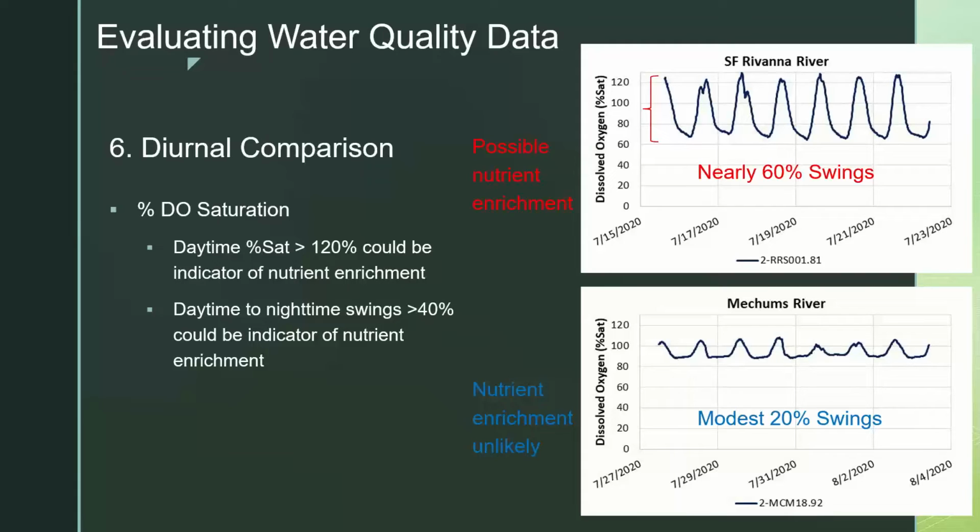On the bottom there is Meacham's River, and that's probably a more typical stream signature for dissolved oxygen during the day to night. That would not indicate nutrient enrichment. We're seeing maybe a little bit of supersaturation during the day, up over 100% occasionally, maybe as high as 110%, but it's not up in the 120% range. And then at nighttime, it's dropping to 90%, probably not even as far down as 80%. So, two different examples there of where you might suspect nutrient enrichment.